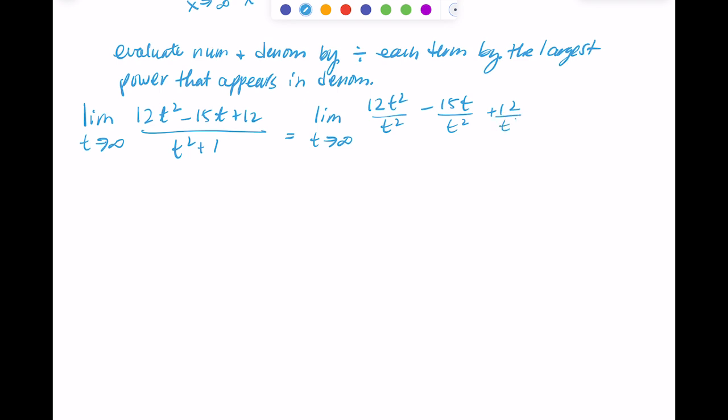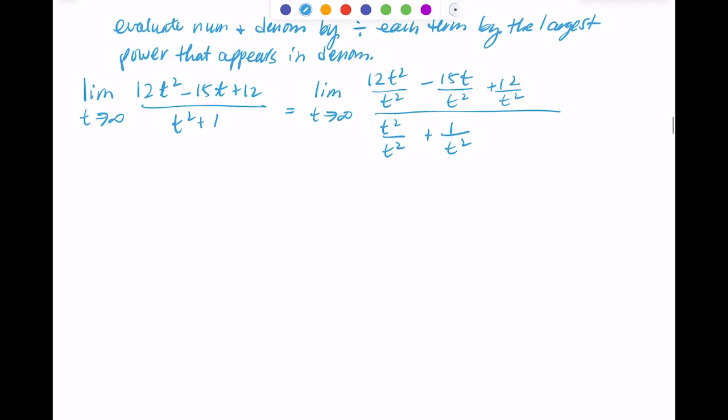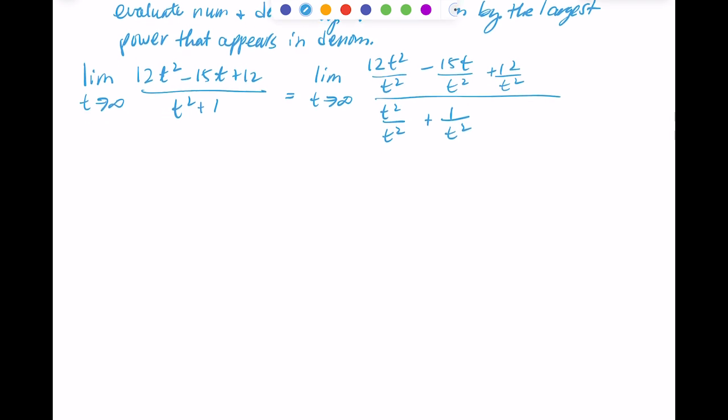Now, the more you do this, the less work you're going to have to do for it, okay, because you can do it in your head. But I'm going to write it all out since it's the first time. So what we're going to do now is go through and simplify.